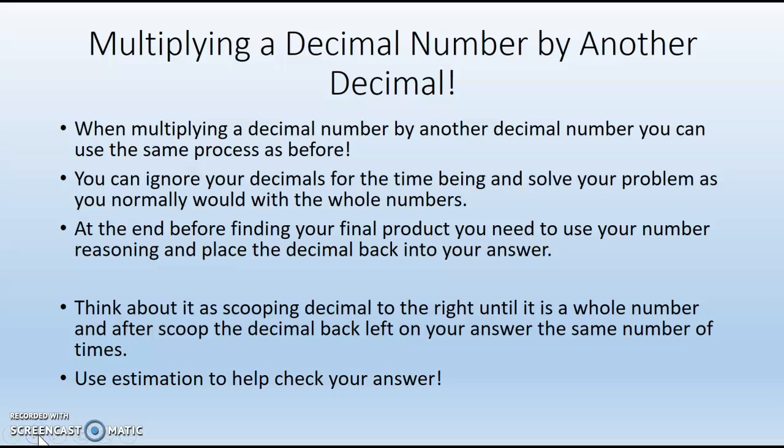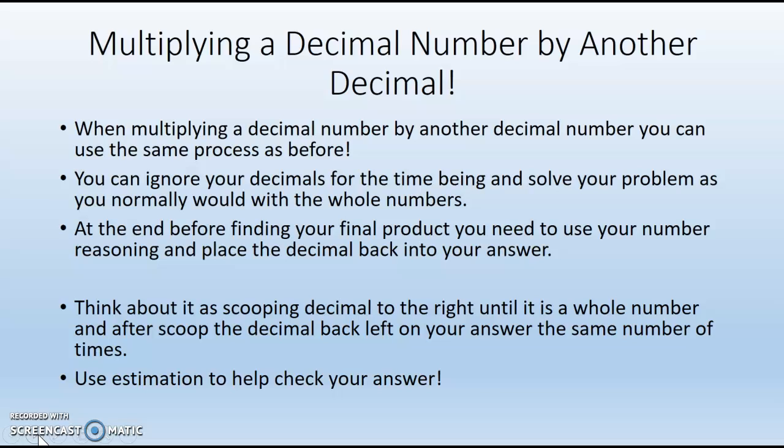When multiplying a decimal number by another decimal number, you can use the same process as before. So whatever we did before, you can apply it. You're going to ignore your decimals for the time being, and you solve your problem as you normally would with the whole numbers. At the end, before finding your final product, you need to use your number reasoning and place the decimal back into your answer.